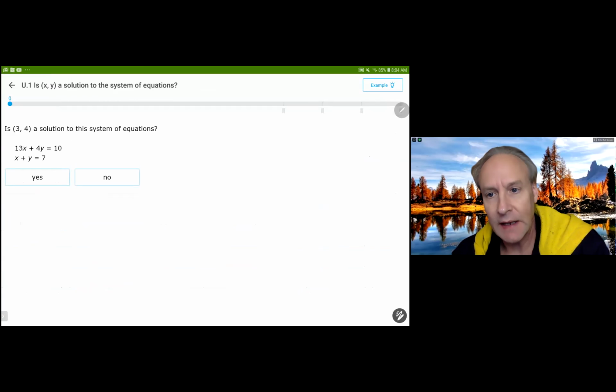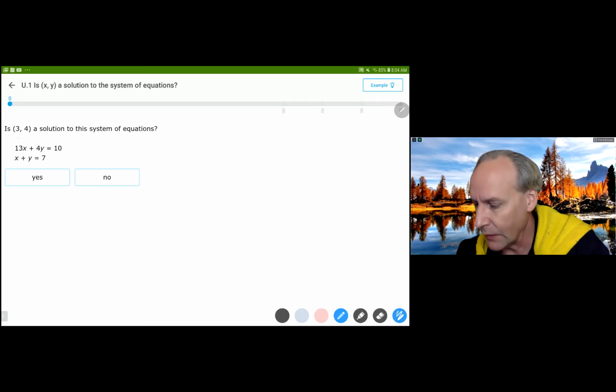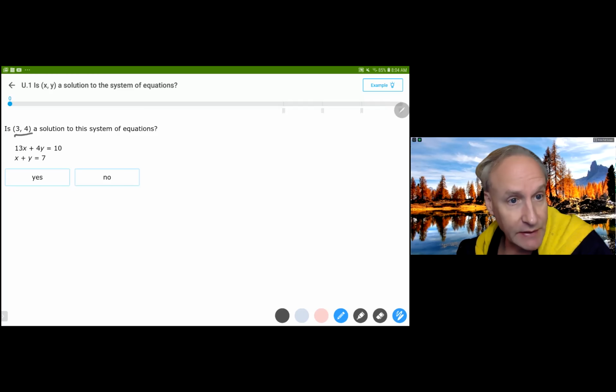One of the nice things about having these written in standard form is that it's easy to substitute because the x's and y's are written in the right order. It makes it a little easier. So the first step is to check and see, and I hope you can see right away that 13 times 3 is 39, and that is much bigger than 10. So I can see already that this is not a solution, but I'm going to go ahead and substitute it in formally.